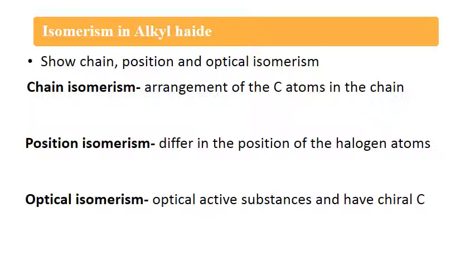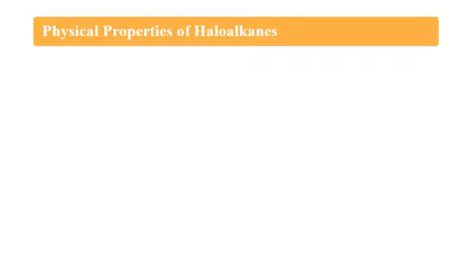And the question is which type of isomers, right? Basically such a substance has at least one chiral carbon, and both isomers are non-superimposable mirror images. Normally they are called enantiomers, right? So that we'll discuss in our third chapter, that is stereochemistry. Now the next one is the physical properties of haloalkanes, right?